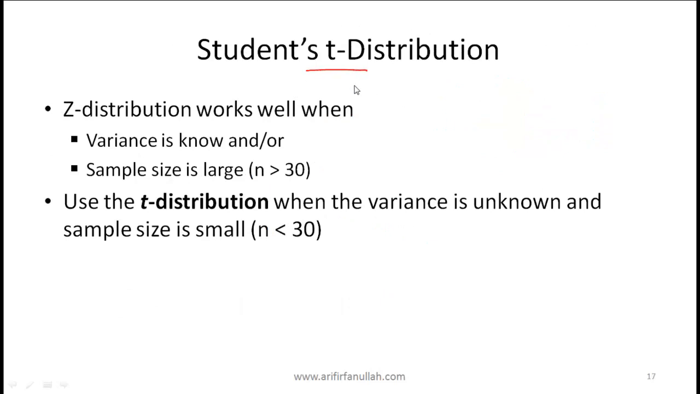Student's t distribution. The Z distribution that we've been talking about so far works well when the population variance is known and or the sample size is large. By large we mean sample size greater than 30. If these conditions don't hold, which means that your variance is unknown, and you are dealing with a small sample size, then use the t distribution.